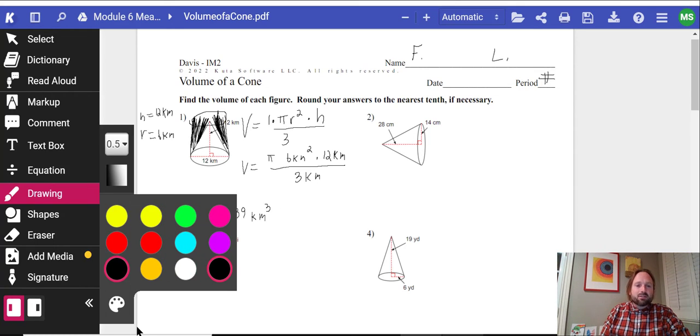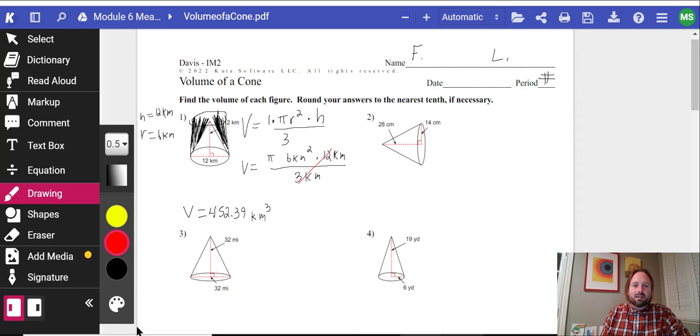Now, if you wanted to, you could have simplified and had 6 squared, 36, times 4 times pi, and you'll get the answer. You can simplify, but you get to use a tool, and your tool is a calculator.